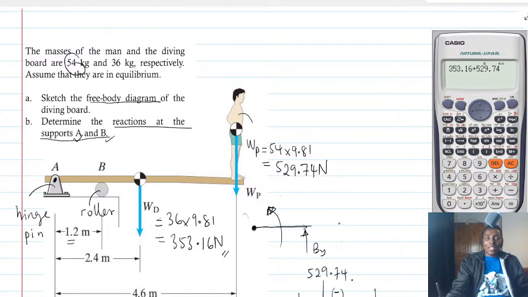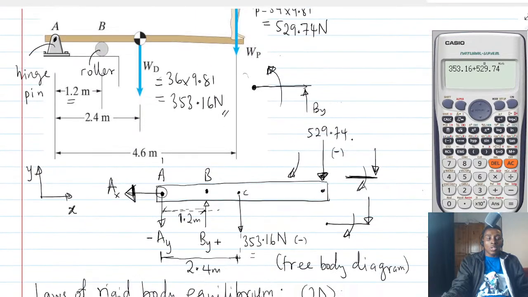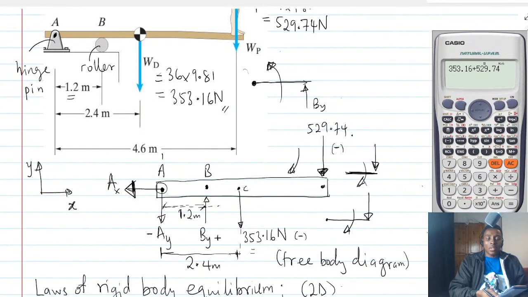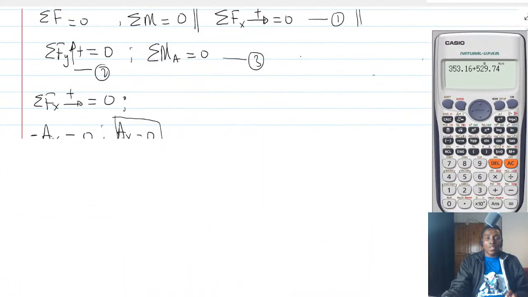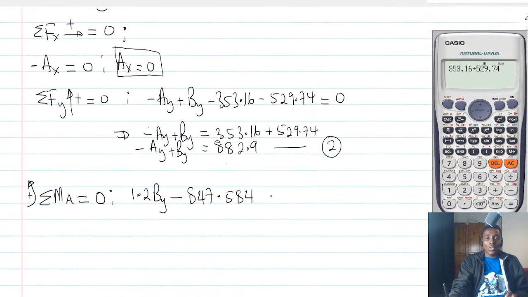So if that is clockwise, okay. Alright, so let's do that one. 529.74 multiplied by 4.6. So if you do it correct, you should get 2436.804.